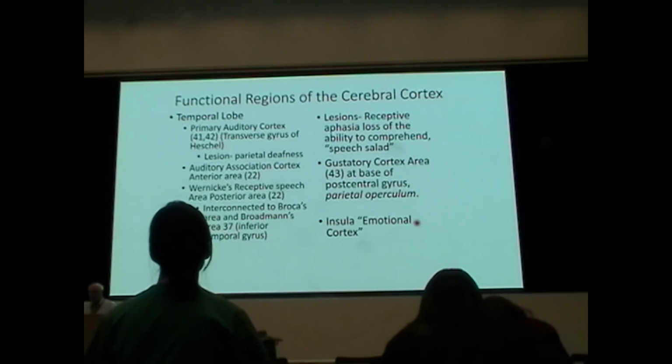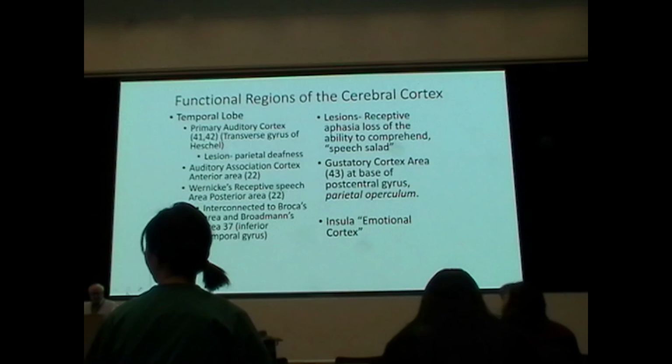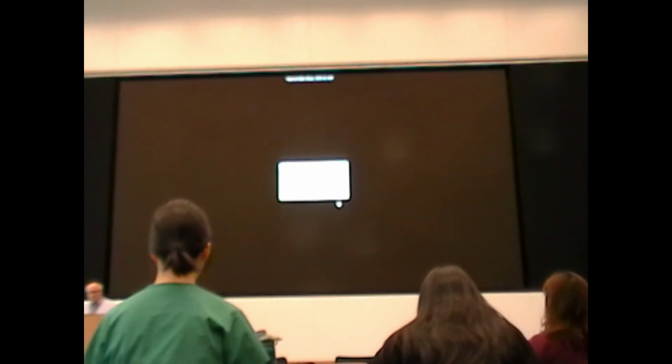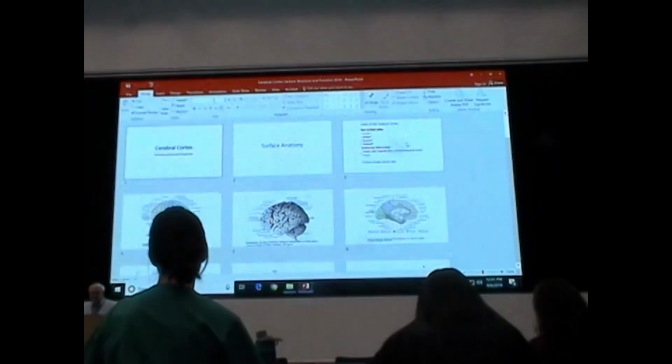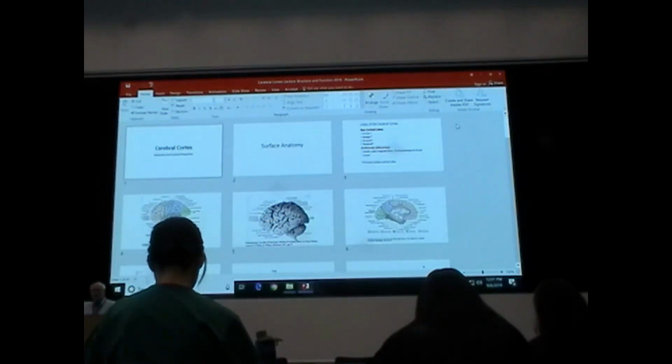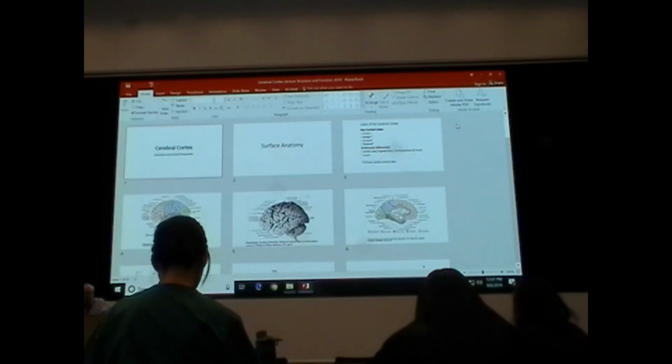All right, the insula is the emotional cortex. I think Dr. McGuire is going to talk about the speech and consciousness. I think you're talking about the limbic system. It's interesting stuff. We'll have one more lecture on sensation of smell and taste, which is kind of interesting for you.